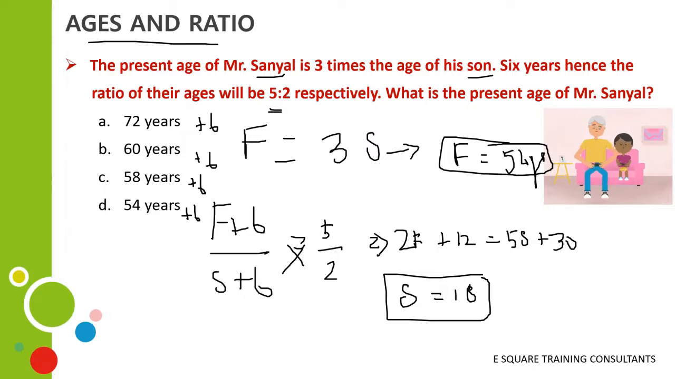So if suppose I'm going to take 72 years as the present age of Sanyal, 72 plus 6 is definitely not going to be a multiple of 5. So 72 cannot be my answer option. 60 plus 6 again is 66, which is not a multiple of 5. So 60 years cannot be my option. 58 plus 6 again is not going to give me a number which is a multiple of 5. So 58 years cannot be my answer. But 54 plus 6 will definitely be a multiple of 5. So since 60 is a multiple of 5, I would definitely say that 54 years will be the correct answer. So this is the other way of solving, that is taking from the options, comparing it with the ratios given there.